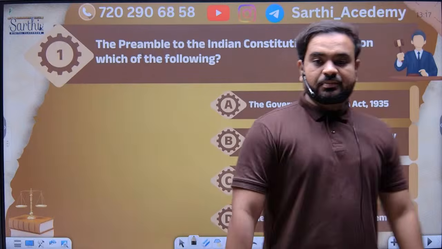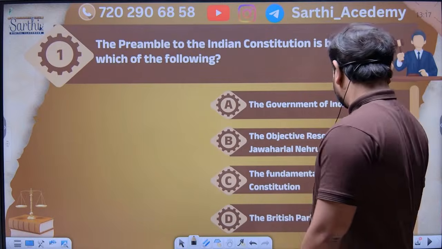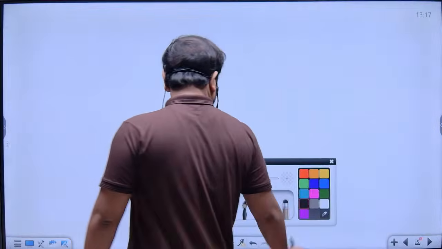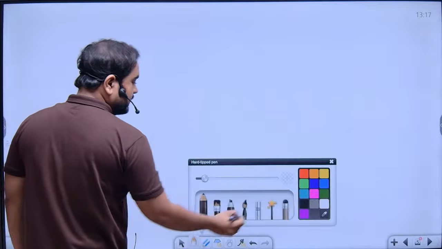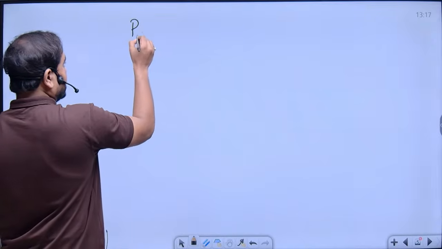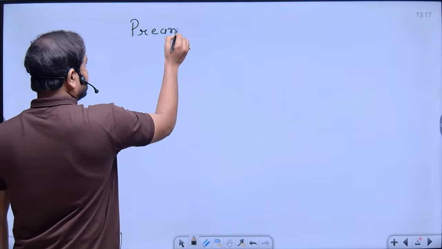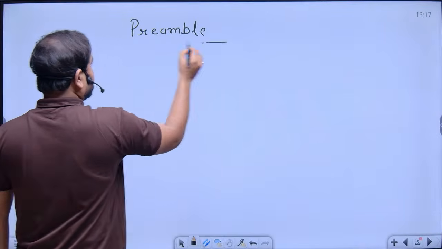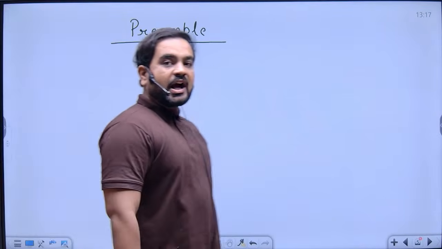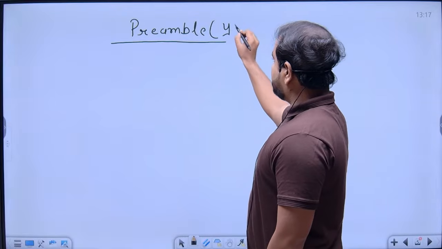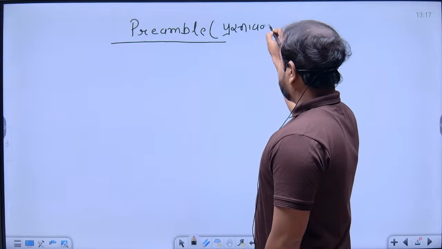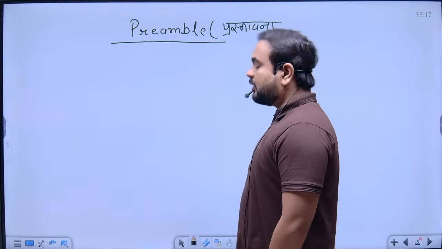So yes, firstly we will understand what is preamble. Preamble is a statement which is written on the first page of the constitution, which is to be known as the आमुख. इन गुजराती विषय आमुख, और हिंदी में इसको बोला जाता है प्रस्तावना. In Hindi, many people call it a prasthavna.